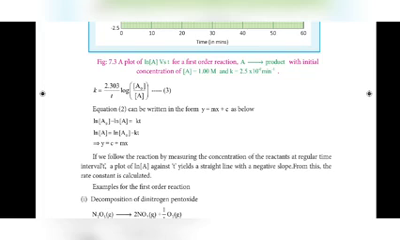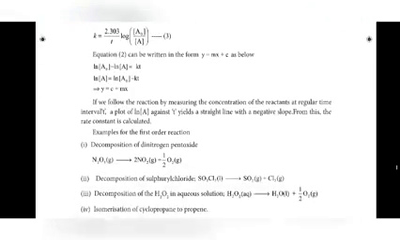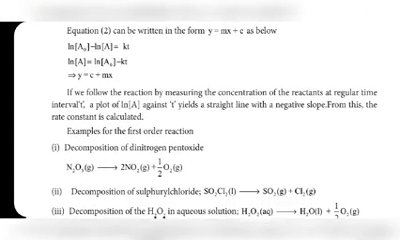That is only given here. If we follow the reaction by measuring the concentration of the reactant at regular time intervals t, we plot the graph of log A against t. It gives a straight line with a negative slope. From this, the rate constant, that means k, is calculated. Already I explained.